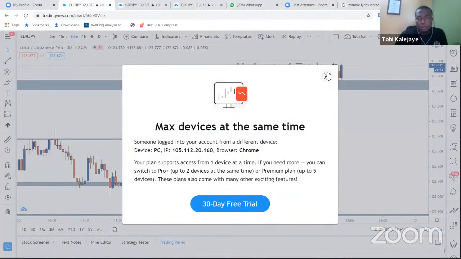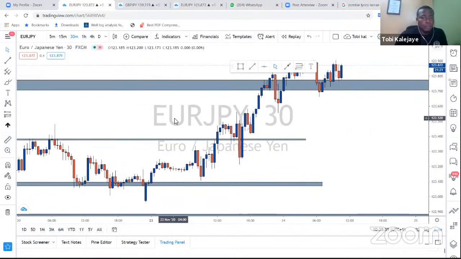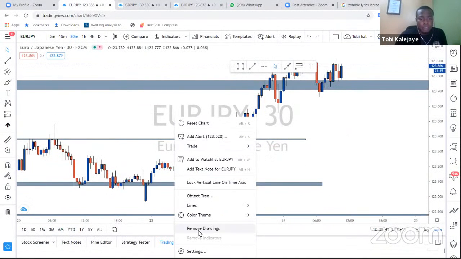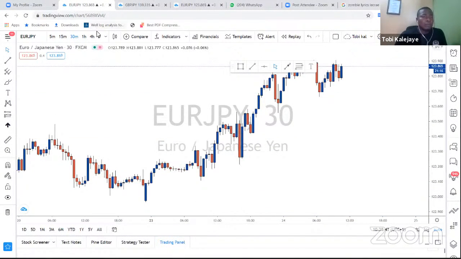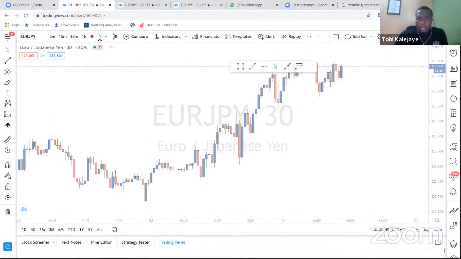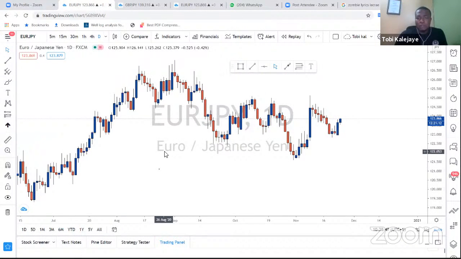I'll do it for Euro JPY. I took a trade here yesterday. So just see how I'm going to analyze, and then expect myself to make a trade decision. Since I'm aware that this buy I'm seeing here is a retracement, okay? This buy we're seeing is a retracement. We are expecting a sell push very soon.